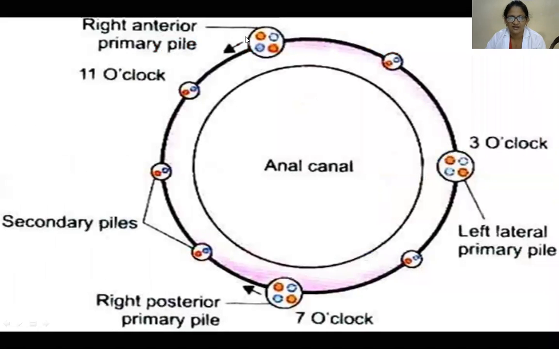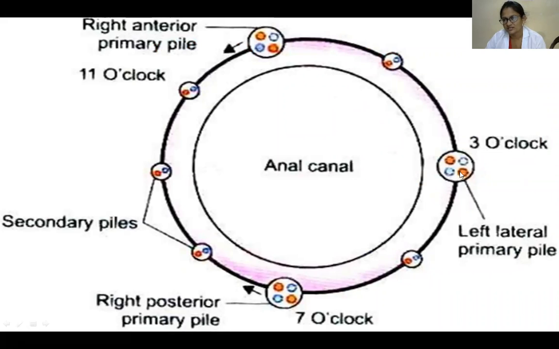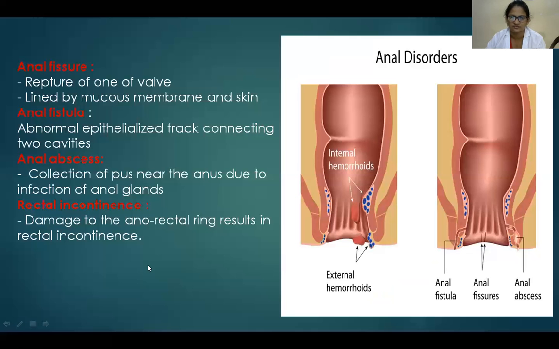The right anterior primary pile is called the 11 o'clock pile. This is the site for it. Next, the right posterior primary pile is called the 7 o'clock pile. In between those, they are called secondary piles. Whereas the left lateral primary pile is called the 3 o'clock pile. These are the positions of the primary and secondary piles.